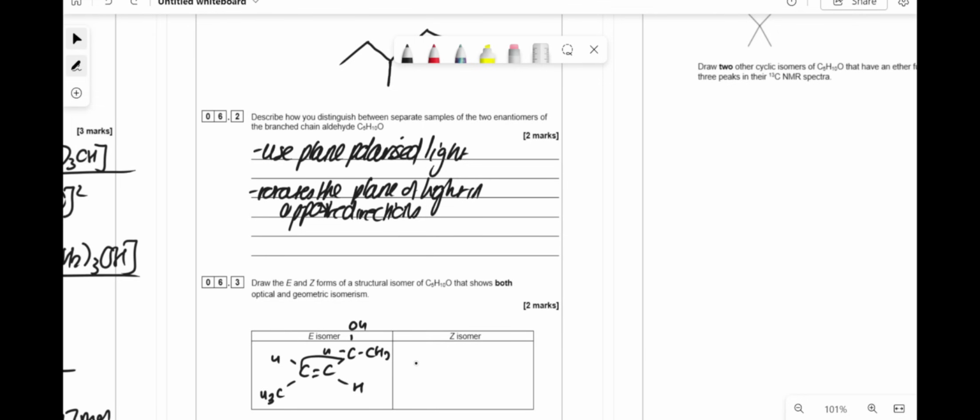So now we obviously need to draw the other isomer. So that's the E isomer because they're on opposite sides. And now we need to draw the Z isomer. So that's CH3, CH, CH3, OH, H, and H. There you go.